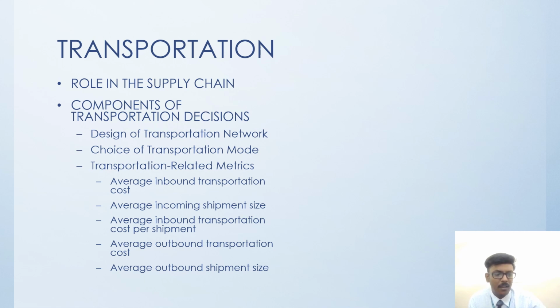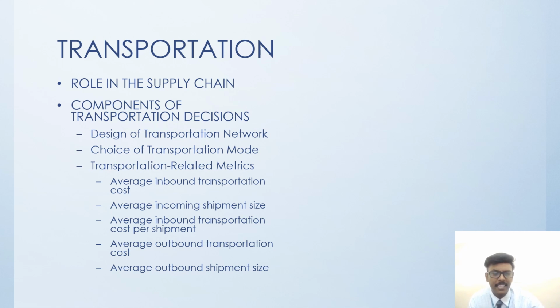So we have various components: design of transportation network, choice of transportation mode, and transportation-related metrics. We'll see them one by one. Design of transportation network: the transportation network is the collection of transportation modes, locations, and routes along which product can be shipped.